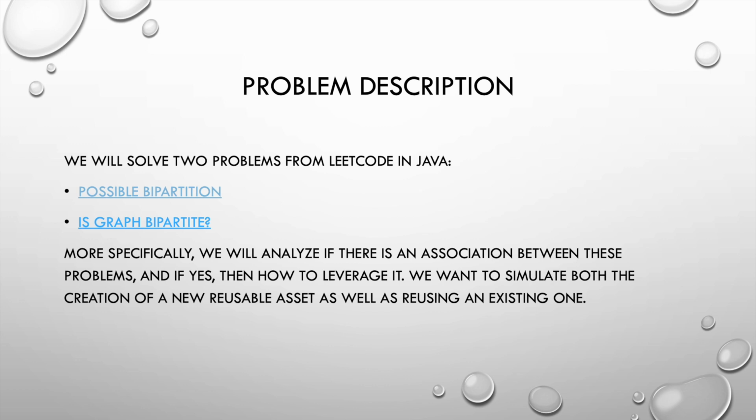Here is the problem description. We will solve two problems from LeetCode using Java, possible bipartition and is graph bipartite. More specifically, we will analyze if there is an association between these two problems, and if yes, then how to leverage it. We want to simulate both the creation of a new reusable asset as well as reusing an existing one.